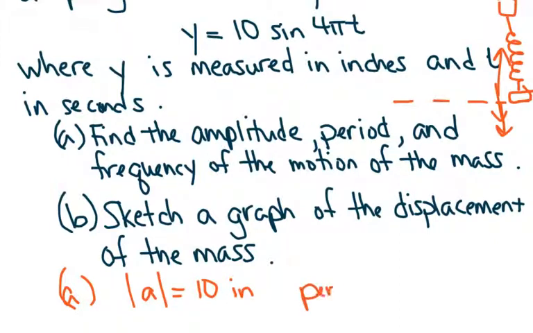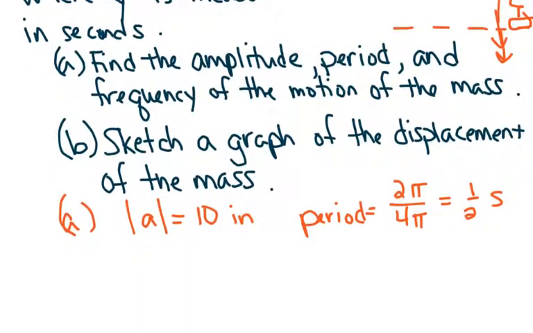The period is going to be 2 pi over omega. Well, in this case, omega is 4 pi. When I reduce that, the pi's cancel and I'm left with 1/2. And the period is a time, so it's in seconds. And then the frequency is just the reciprocal of the period. So the frequency must be 2, and it's in cycles per second.